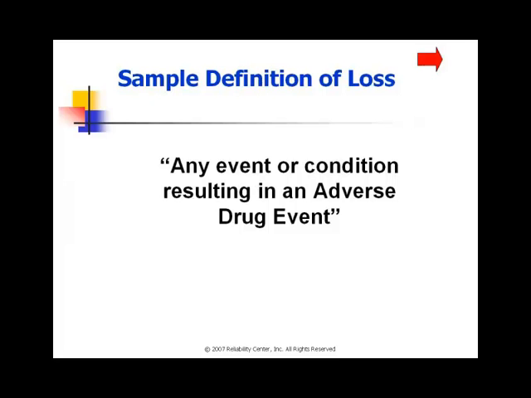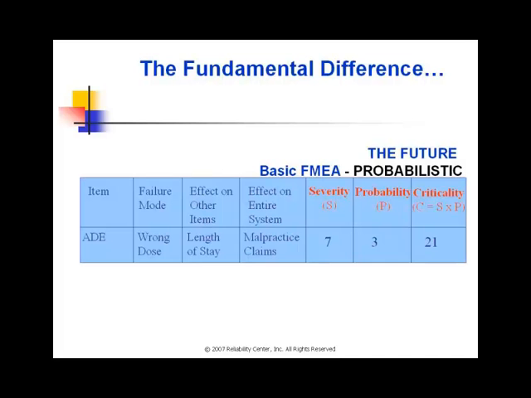For the sake of example in this overview, I'm going to take a sample definition of loss, which is any event or condition resulting in an ADE. And now I'm going to apply that definition to the two tools of FMEA and OA. As I stated earlier, the fundamental difference is that the basic FMEA is probabilistic. It's looking at tomorrow. It is a risk and a safety tool.